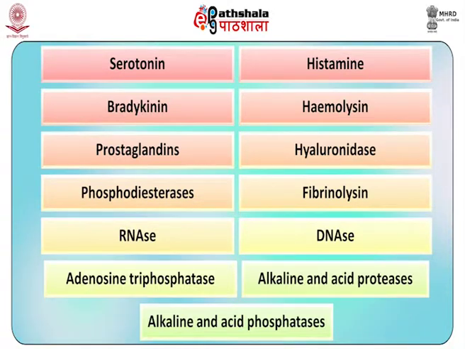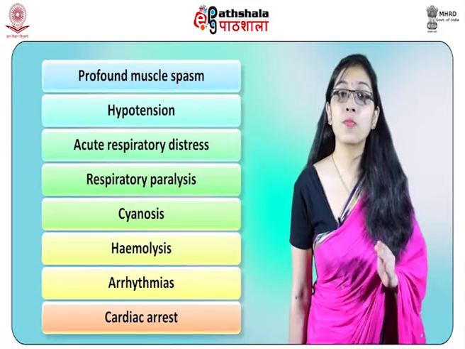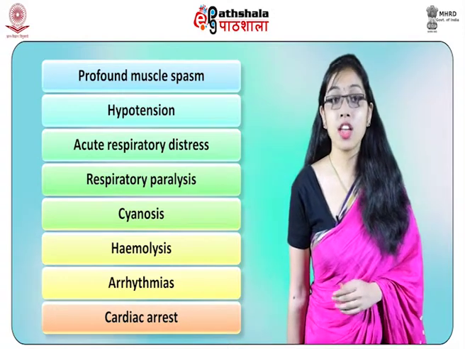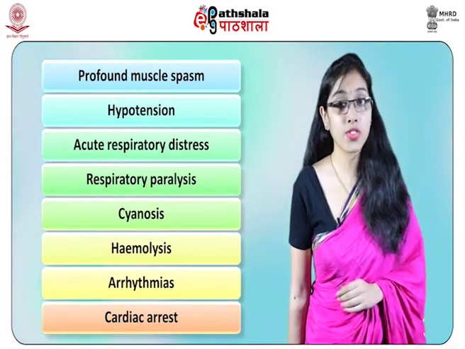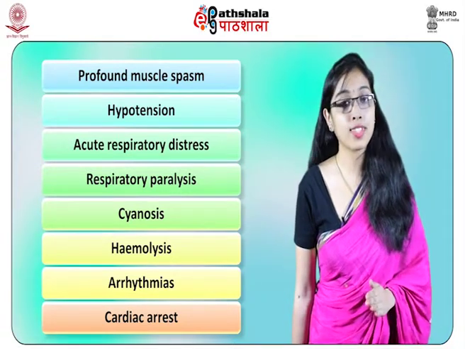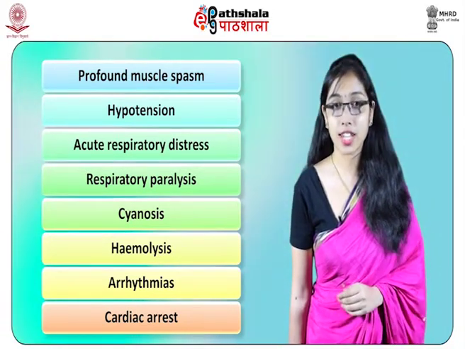The venom is a complex mixture of serotonin, histamine, bradykinin, hemolysin, prostaglandins, hyaluronidase, phosphodiesterases, fibrinolysin, RNAs, DNAs, adenosine triphosphatase, alkaline and acid proteases, as well as the alkaline and acid phosphatases. Each box jellyfish carries enough venom to kill several adults. Features include profound muscle spasm, hypotension, acute respiratory distress, respiratory paralysis, cyanosis, hemolysis, arrhythmias, and cardiac arrest.